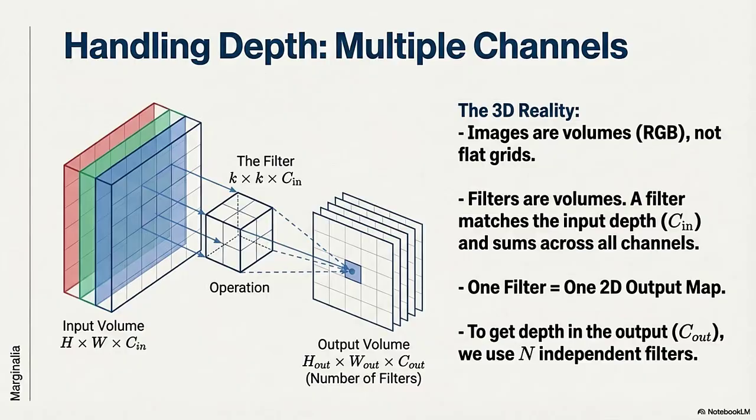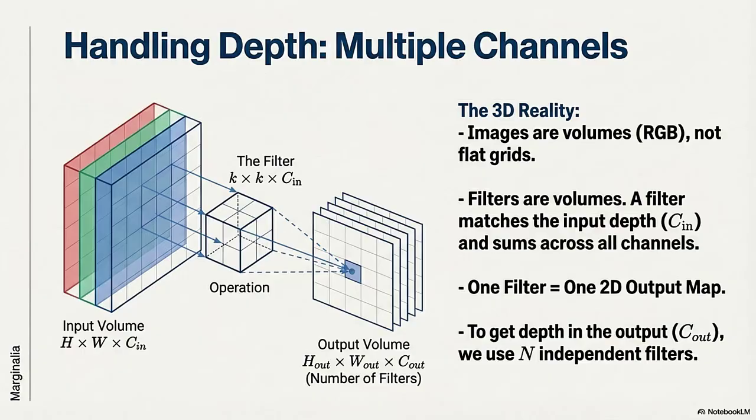So far, we've only been talking about 2D inputs. But a real color image isn't flat. It's a volume with a depth of 3 for the red, green, and blue channels. This means our filters can't be flat either. They also have to be 3D volumes. And here's the rule. The depth of the filter must always match the depth of the input. The convolution operation then sums across all 3 dimensions to produce a single value. So one 3D filter sliding over a 3D input gives you one 2D feature map.